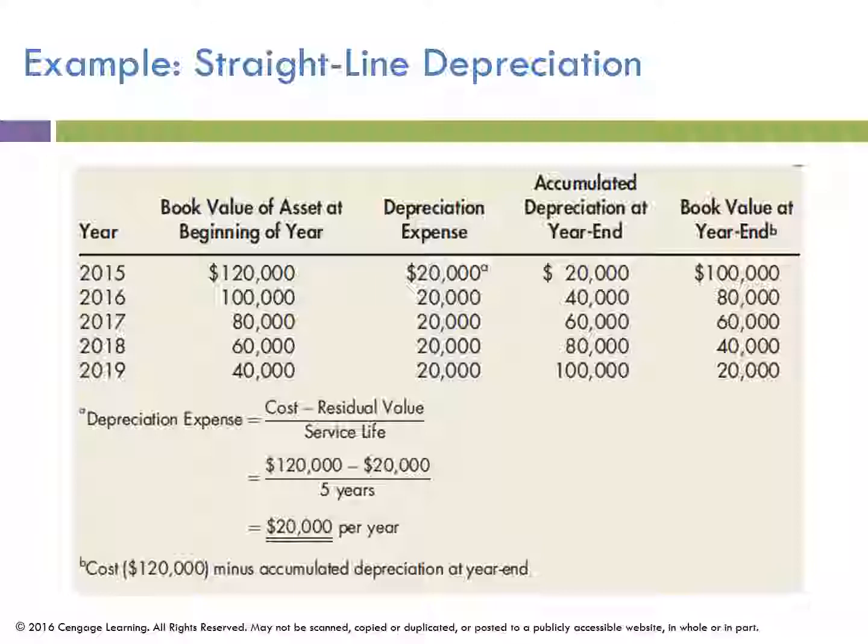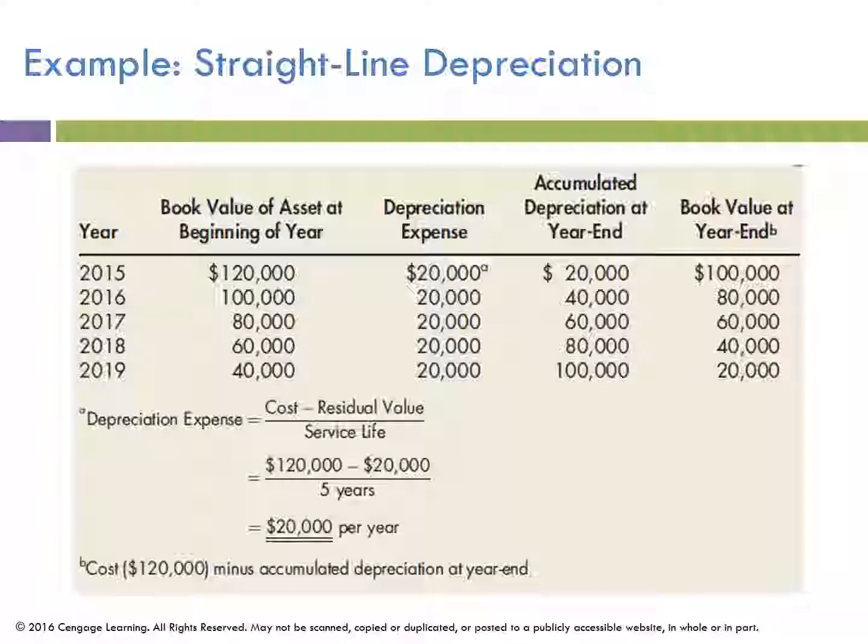Till the end of the life of the asset, the accumulated depreciation, or the total amount of depreciation taken, is $100,000. Each year, we can calculate the book value, which is really just the amount we see on the balance sheet for that asset, which is the cost of the asset minus accumulated depreciation. So the first year, accumulated depreciation is $20,000. 120 minus 20 is $100,000. If we go to 2019, take the 120 minus the $100,000 balance in accumulated depreciation, the book value is $20,000.